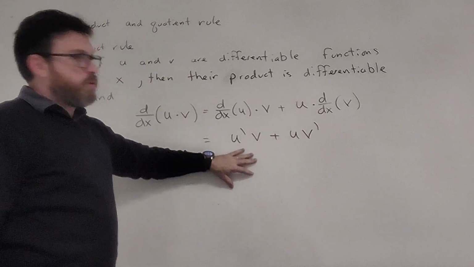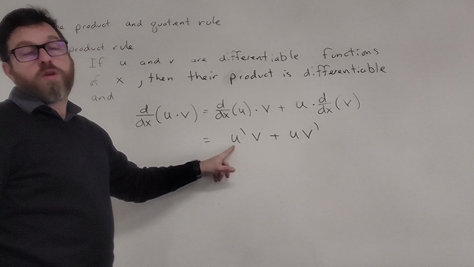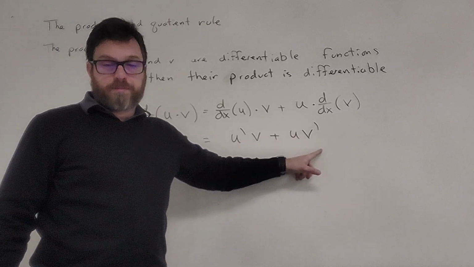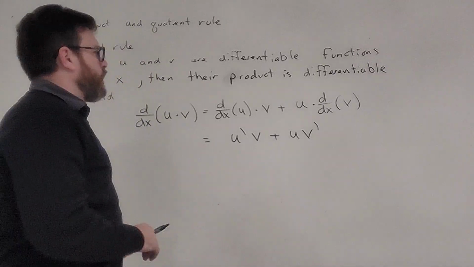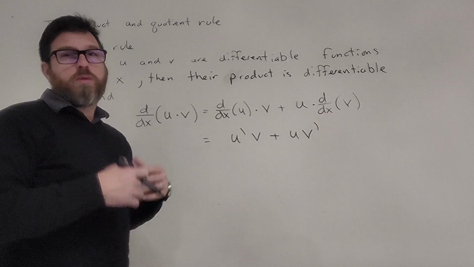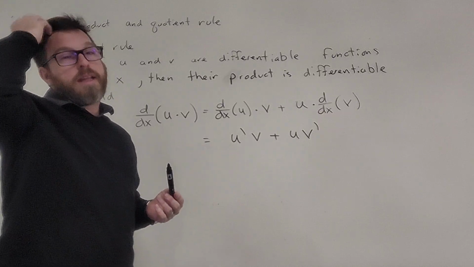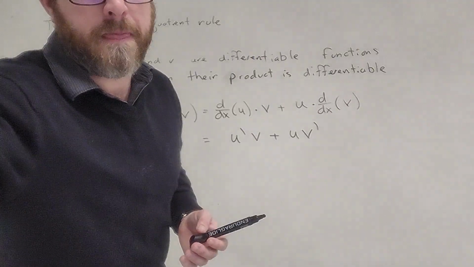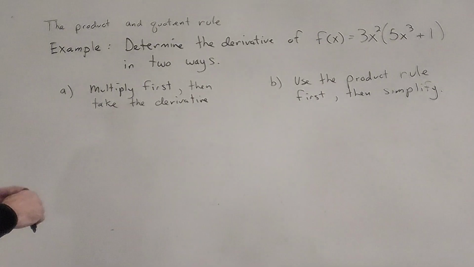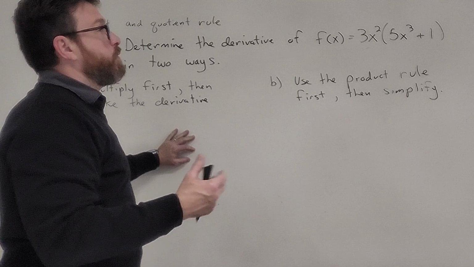Now, as shortcuts, we tend to use these prime notations in Calc 1. It's the derivative of u, or u prime, times v plus u times v prime. So we'll do a couple examples of this product rule, but the first one I want to show you is that it actually works. So we'll multiply first, take its derivative, and then we'll do the product rule and see if these two derivatives match. So this is just verification of the product rule for you.